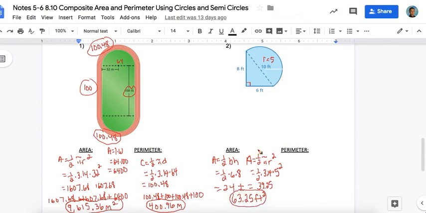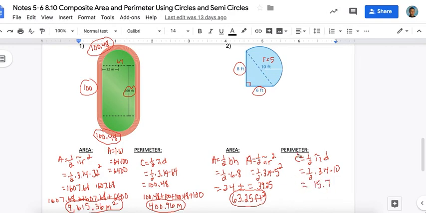Okay, let's look at the perimeter. So we have one side here, 2 and 3 sides. So we have that one, and we need to find this one. Since it's a semicircle, we're going to need to use circumference for perimeter, and we have to put 1/2 in it because it's a semicircle. So 1/2 pi times d. So we're going to do 1/2 times 3.14 times the diameter, which is 10, and that gives me 15.7.